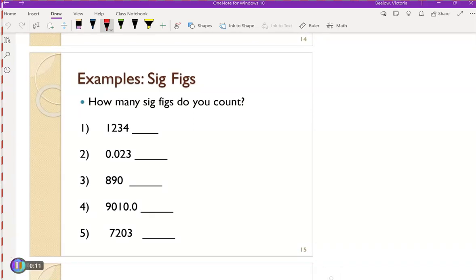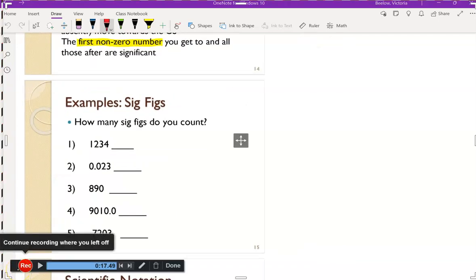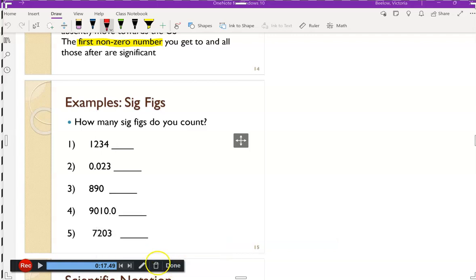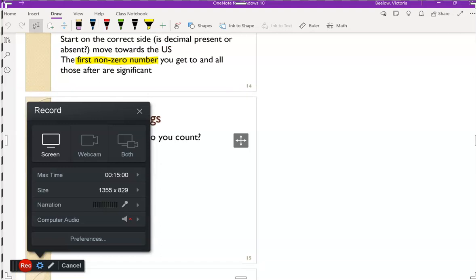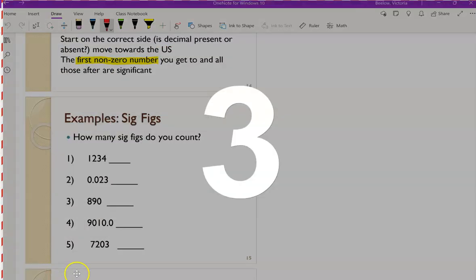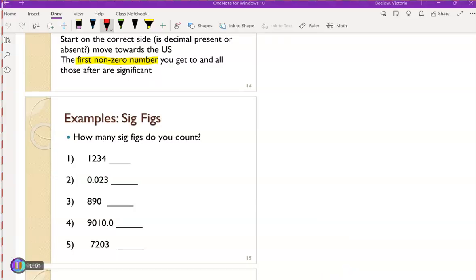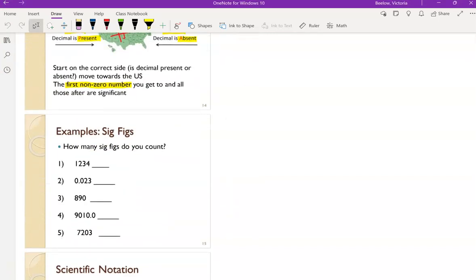Hold on, I have 2 of these open at the same time. Pause. How did that happen? There we go. What the heck? Okay, sorry, I was having technical difficulties.